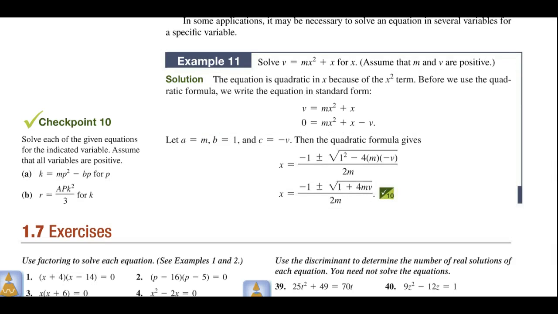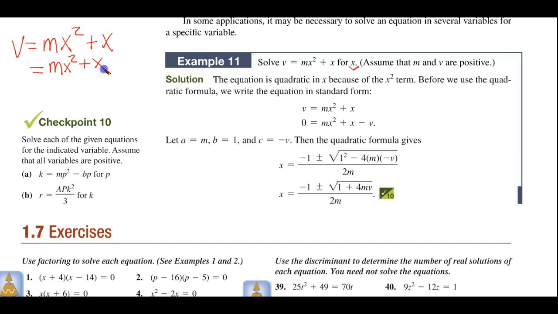Now for our last exercise, 11 here, we're asked to solve for the letter x. And here's our formula. V equals mx squared plus x. And you might say, well, what method could we use? Because we have an x squared. Well, the key to this is a quadratic equation. So if we put this into standard form, mx squared plus x, bring our v over as a negative v, now we have this equation in standard form.